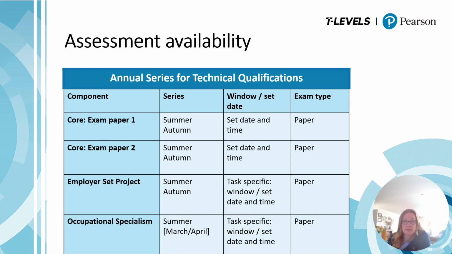The occupational specialism is assessed by a substantial synoptic project. There is one series per year, and we refer to this as being the summer series, as this is when the assessment completes and the marking is undertaken, and we also issue you with the result. Depending on the technical qualification you deliver, your students will start their assessment for the occupational specialism at different points during the spring term. So please make sure you familiarise yourself with the key date schedules as to when all the assessments take place. In our Getting to Know the Specification on Demand briefings, we have included assessment scheduling for the employer set project and the occupational specialism. So this will help you plan when scheduling within your centre.